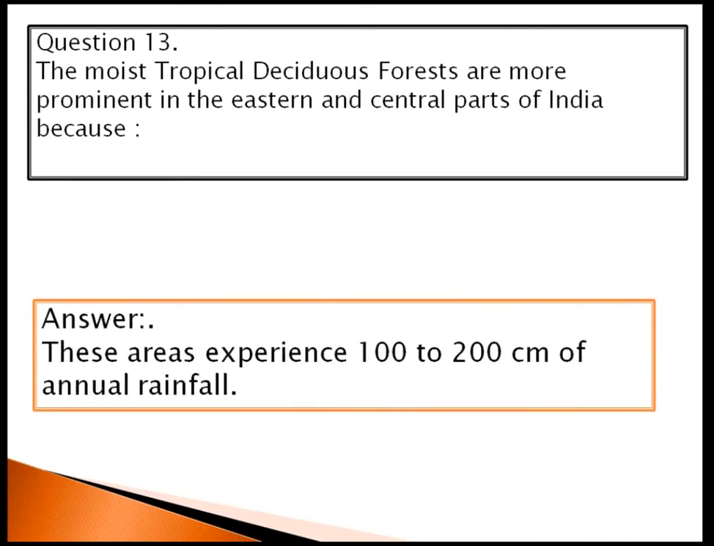So, the moist tropical deciduous forests are more prominent in the eastern and the central part of India, and the reason is these areas experience 100 to 200 centimeters of annual rainfall. Rainfall is more, that's why these moist deciduous forests are more prominent in these areas.